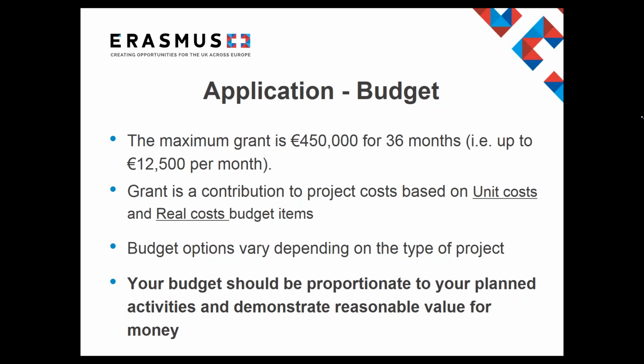Some budget items are based on an estimate of likely real costs. These are special needs support and exceptional costs, as well as exceptional costs for expensive travel under learning, teaching, and training activities. These budget headings require detailed justification within the application form, and you are entitled to claim a percentage of the estimated likely costs depending on the budget heading. You should refer to Part B of the program guide and the guidance for applicants for detailed information on the rules and requirements for each budget item. Finally, and most importantly, your budget should be proportionate to your planned activities and demonstrate reasonable value for money.